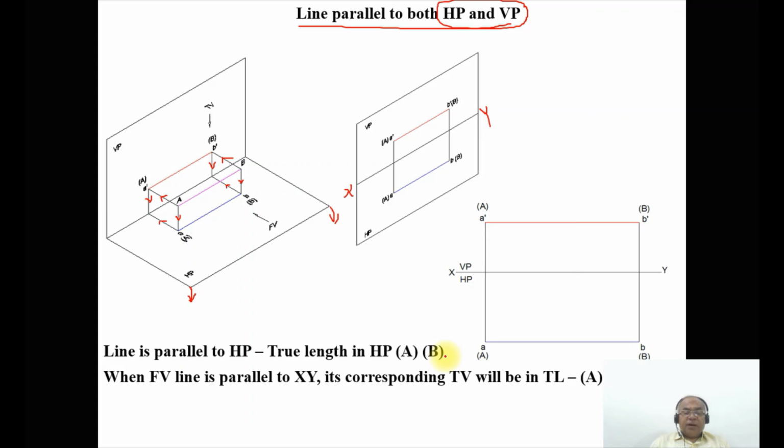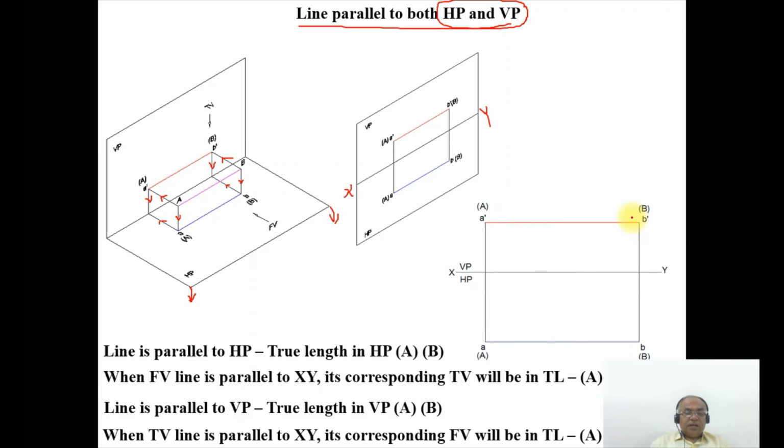When the front view line is parallel to XY, its corresponding top view is going to be in true length, that is what we have shown here. If the front view line is parallel to XY, its corresponding top view is in true length, that is capital A and capital B. The line is parallel to VP, therefore true length in the vertical plane here. So when the top view line is parallel to XY, its corresponding front view will be in true length. So this is how we can analyze the line parallel to both HP and VP.